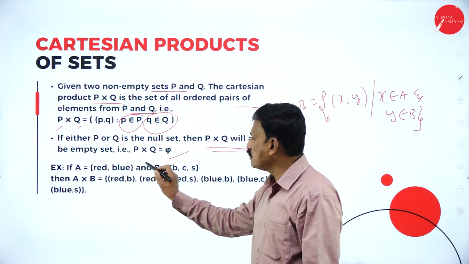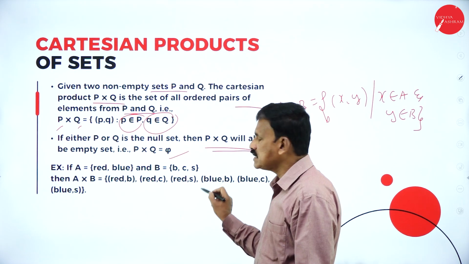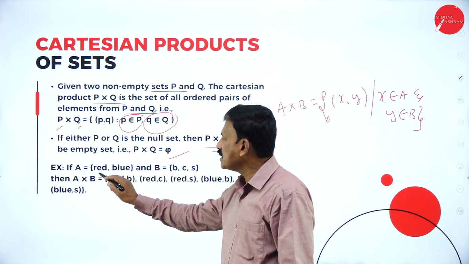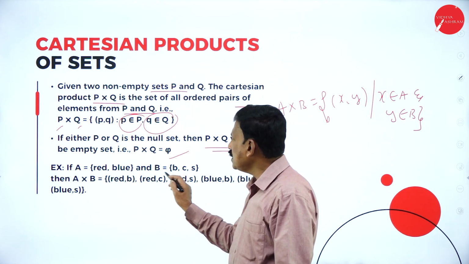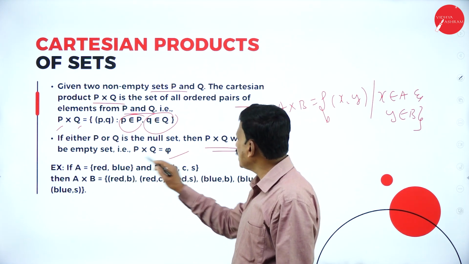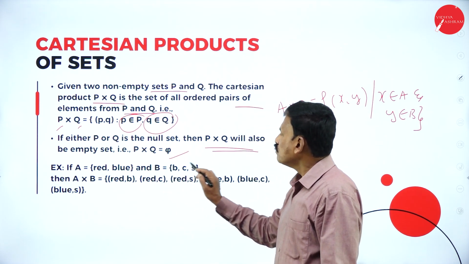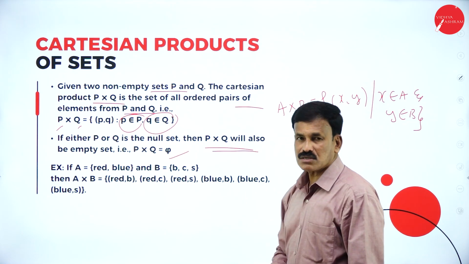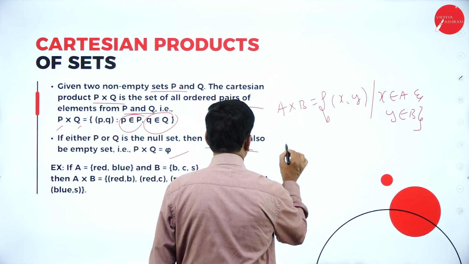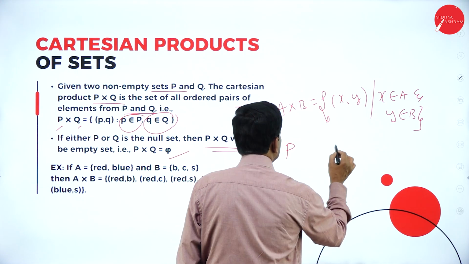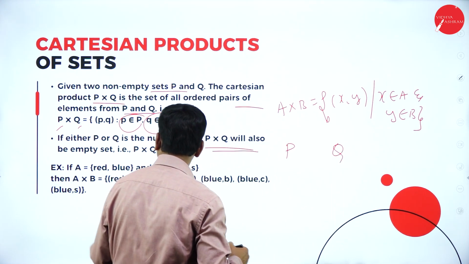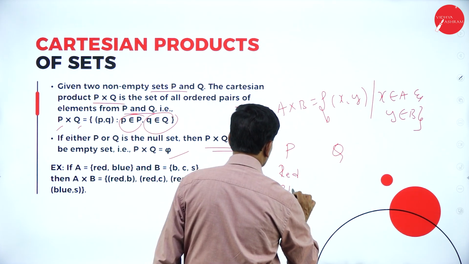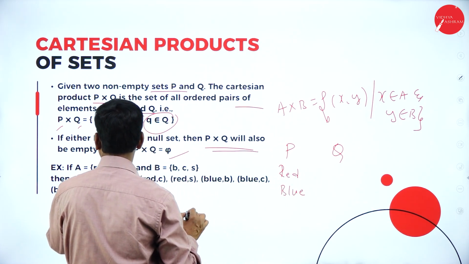If A is equal to {red, blue} and B is equal to {b, c, s}, how do we write the Cartesian product A cross B? First take red. So red and b, again red and c, again red and s. Similarly, blue and b, blue and c, blue and s. This is called the Cartesian product. In P, what we have is red and blue.